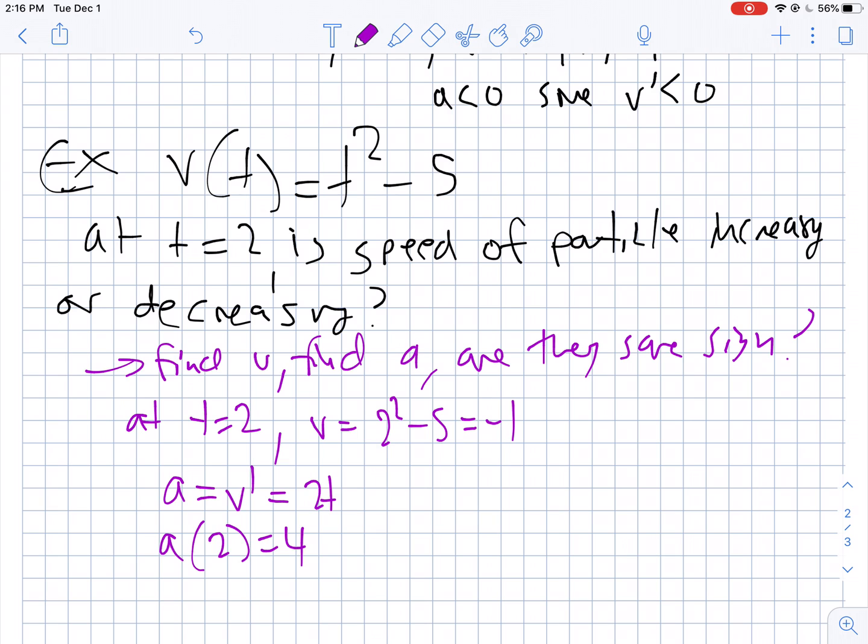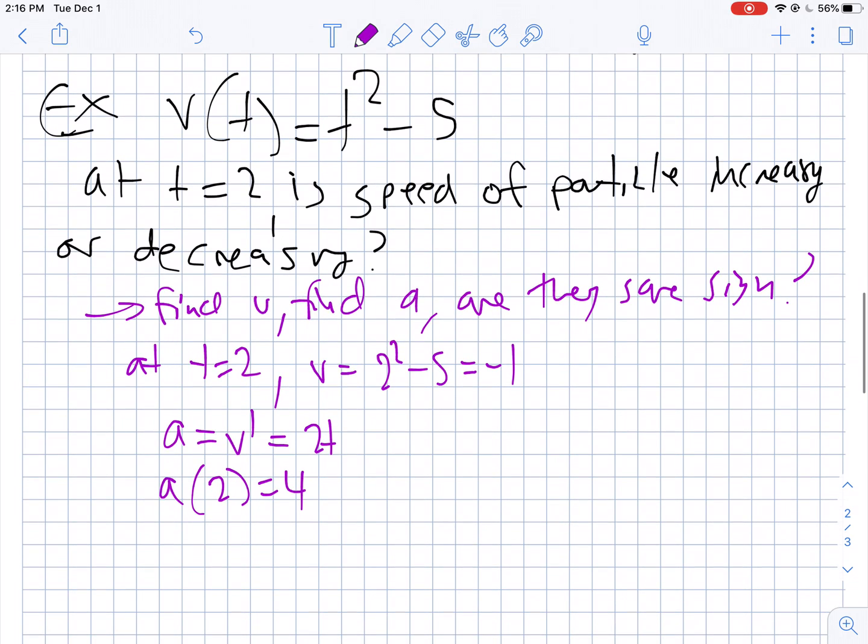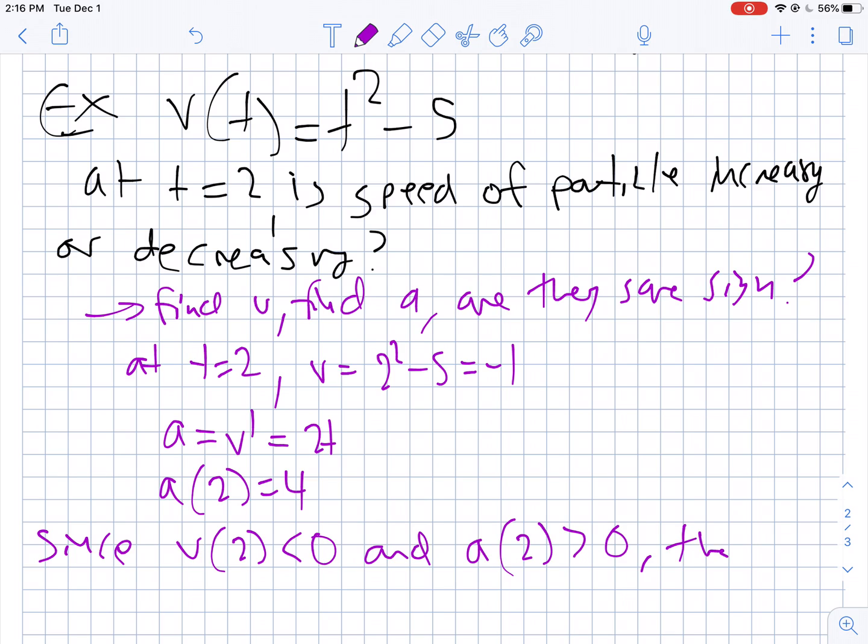Now, in terms of answering these questions, the actual answers don't matter. The way you'll write this up is after you've done this work, you'll just say, since my velocity of 2 is negative and my acceleration of 2 is positive, those are opposite signs, so the speed is decreasing. That's what they're trying to go for in these problems. If it asks whether the speed is increasing or decreasing, you're just finding the sign of the velocity and acceleration, and seeing if they're the same or opposite.